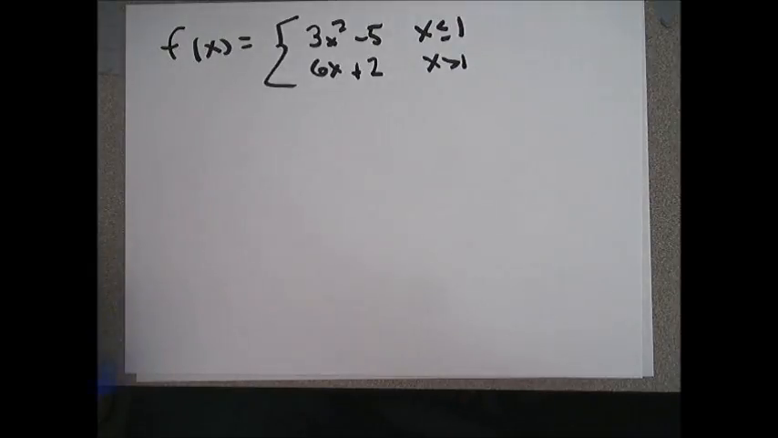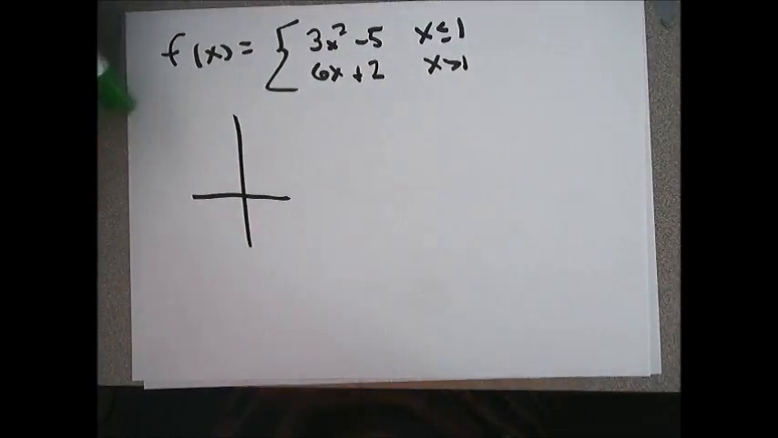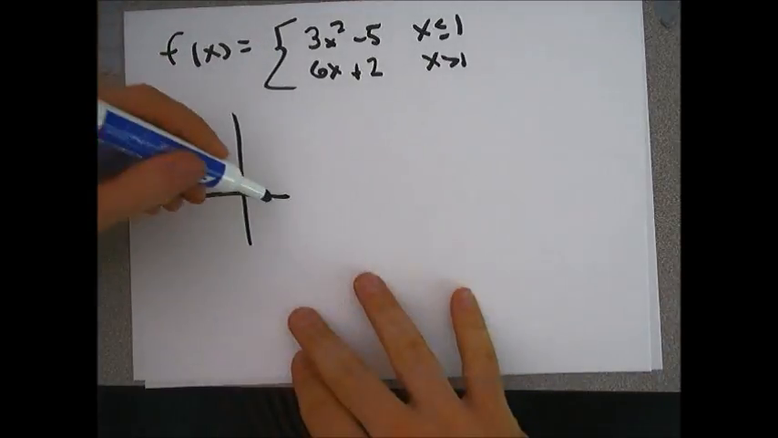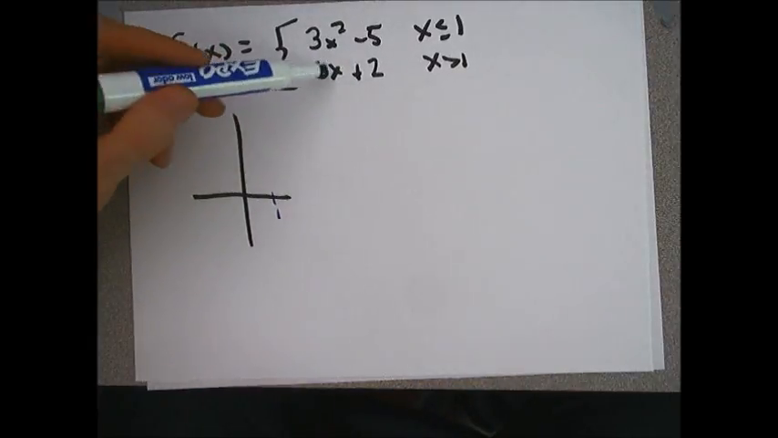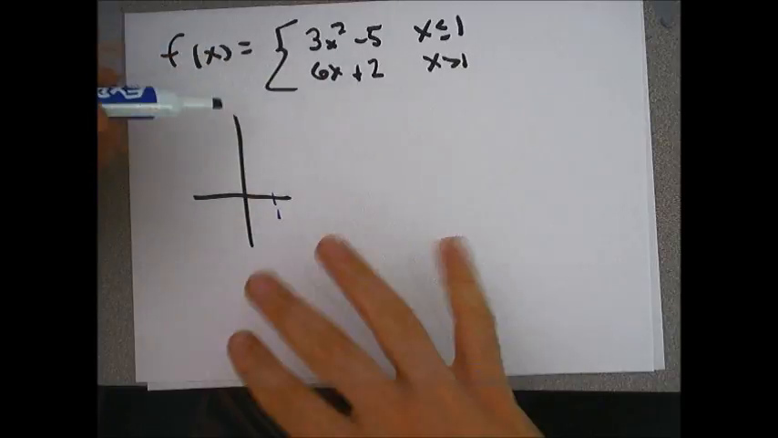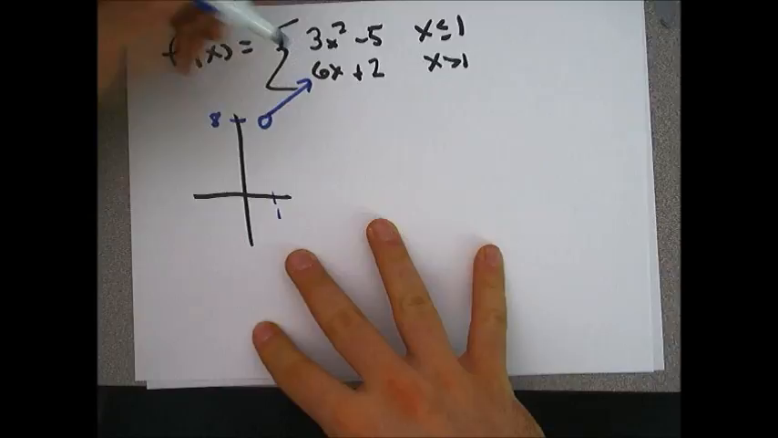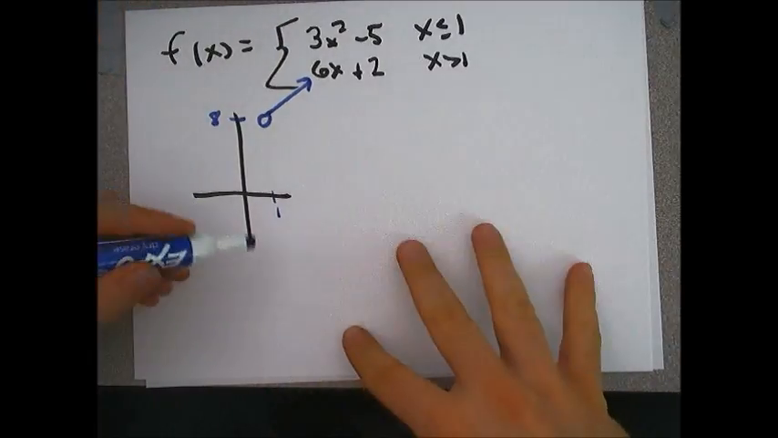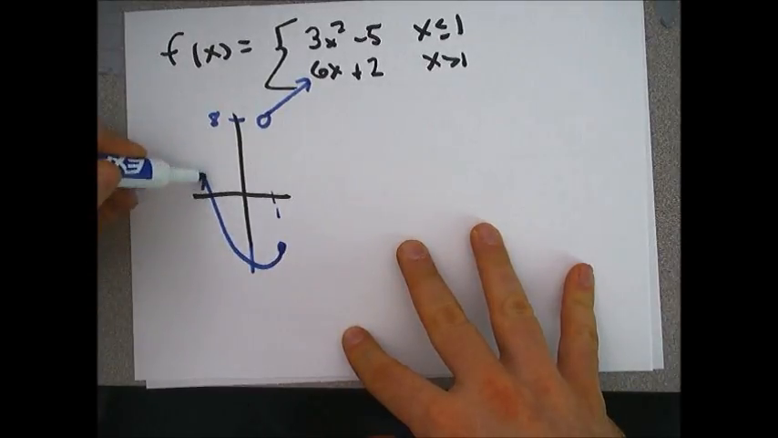Personally, I like seeing things. I like anything I can graph, and it helps me wrap my head around it, right? So I'm going to try to graph f first off. If I graph f, if it's greater than 1, so here's 1, I have 6x plus 2. Well, at 1, what would this be? 6 times 1 plus 2 is 8, but it doesn't include it, so it's an open dot, and we're just sketching. So there's 6x plus 2, that line. And if it's less than or equal to 1, I have this quadratic that's going that way.